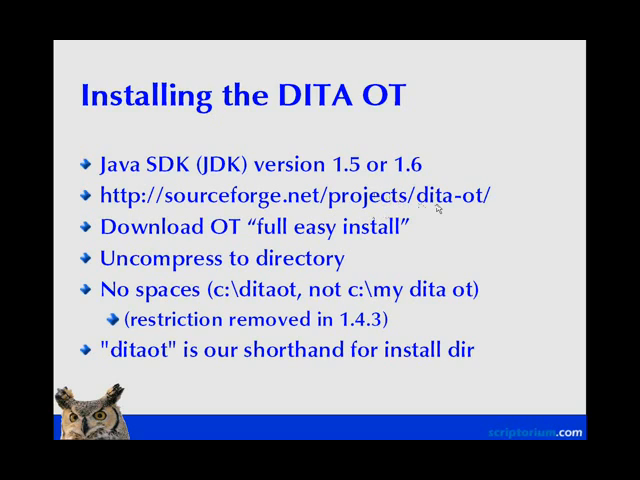No, okay. So I was hoping to show you there where you go to download the DITA Open Toolkit. But essentially, if you go to Projects DITA OT in SourceForge, you'll go to the download page for the DITA Open Toolkit. And what you want to grab is the DITA OT 143, the full easy install version. Full easy install is nice because it contains all of the software that you need to run the Open Toolkit. So all you have to do is download the file, unzip it to a directory, and then start to work with it.